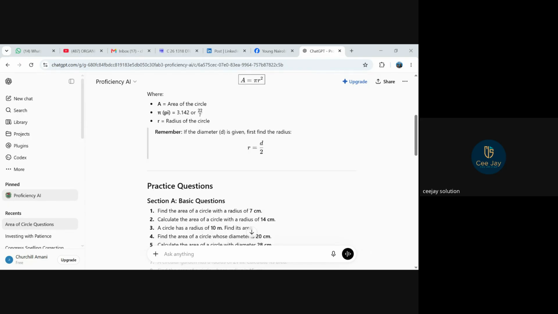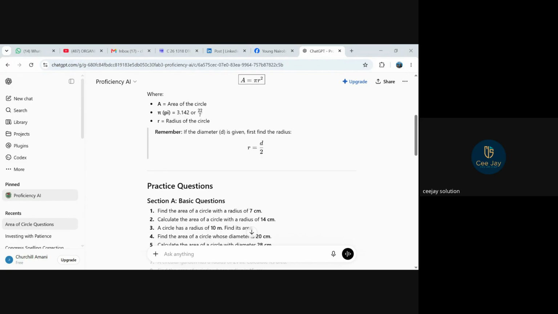We go now to question 3. A circle has a radius of 10 meters. Find its area. For this one, I'll use 3.142. I'm deciding to use that to make my work easier.